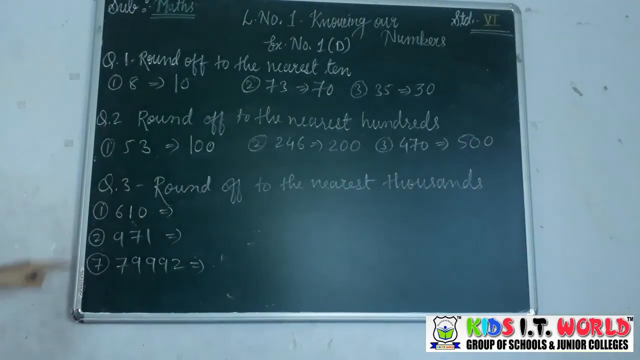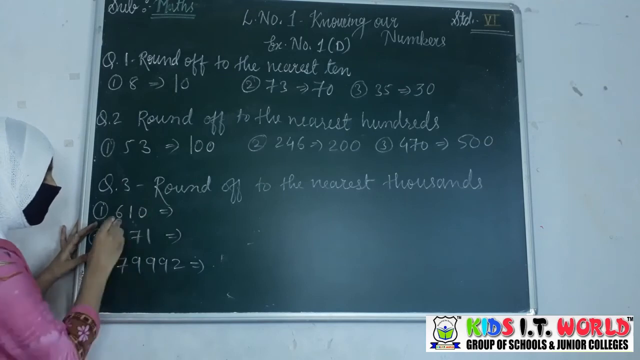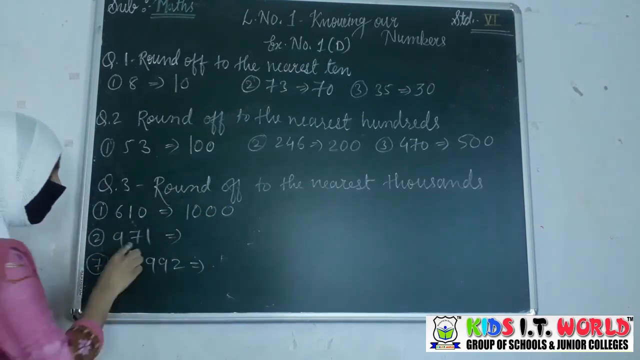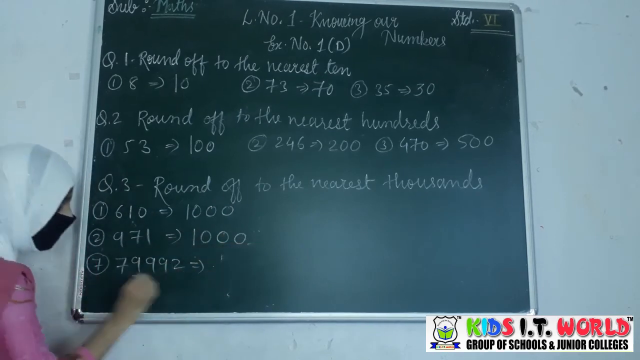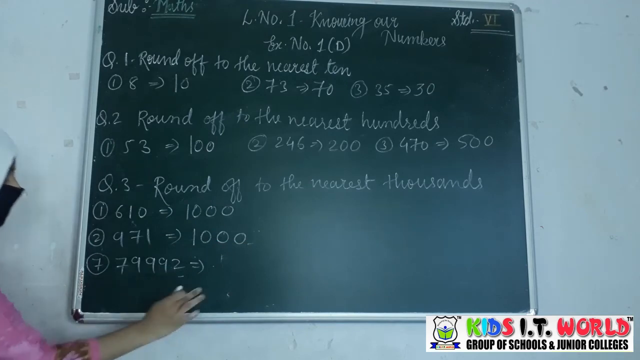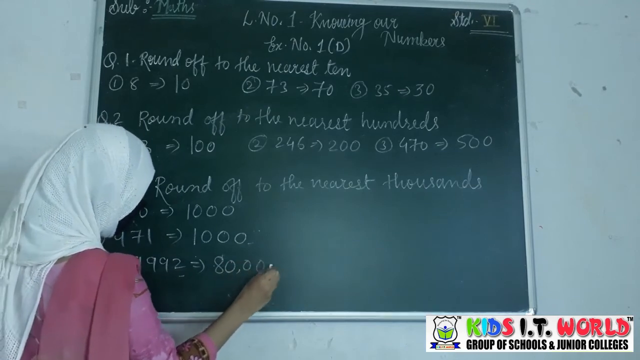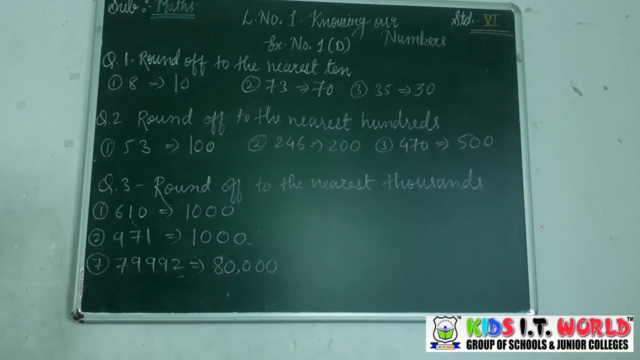Same steps you have to follow for the rounding of value to the nearest thousands. Now here it is 610. So which value comes nearest to the 100 and nearest to the thousands? Then 1971 for this also, thousands, and it is 79,992. It is 992, which means it's coming nearest to the 80,000. So the nearest round of value to the nearest thousand will be 80,000. In this way you have to estimate the rounding of the value nearest tens, hundred and thousand.